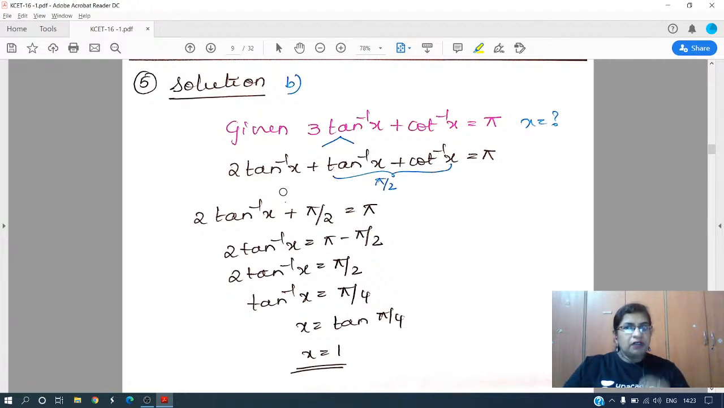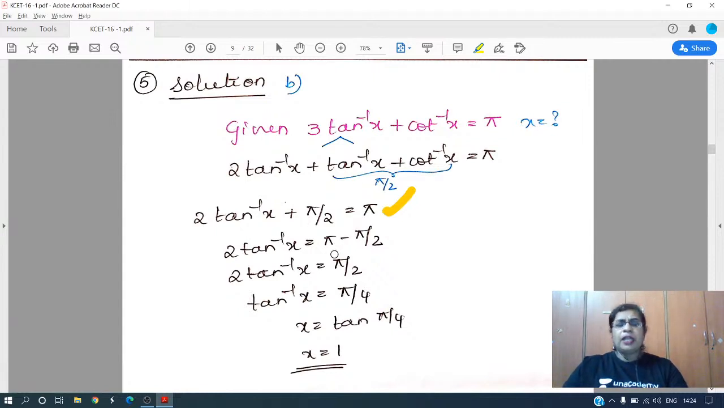What have we learnt in inverse trigonometric functions? If I have two co-functions together, then the sum of two co-functions is always equal to pi by 2. That is sine inverse x plus cos inverse x, they are co-functions of each other, that is pi by 2. So here I found tan inverse x plus cot inverse x, they are co-functions of each other, isn't it? So it is pi by 2. Clear? So what you found? You found 2 tan inverse x plus pi by 2 is equal to pi.